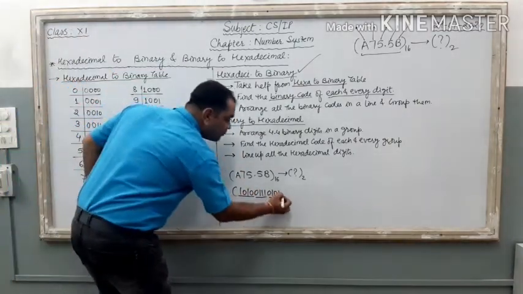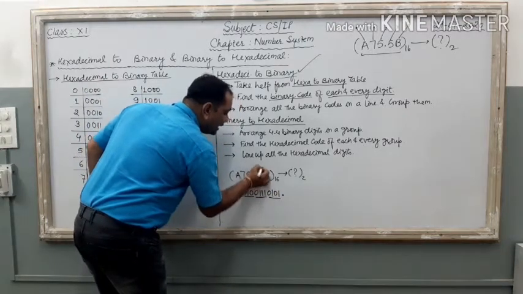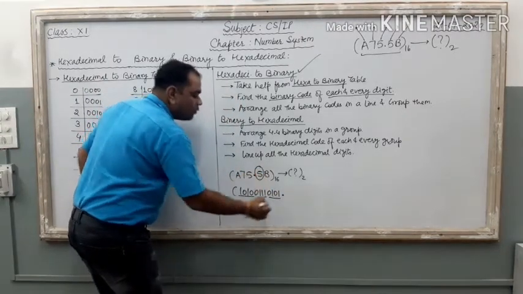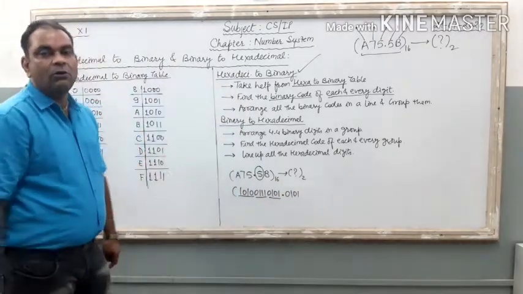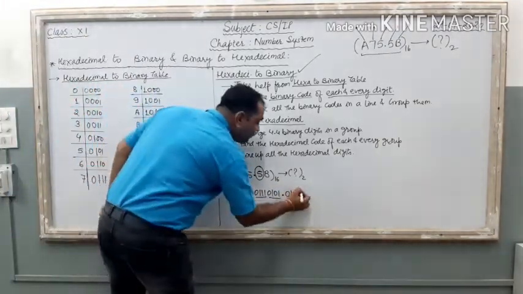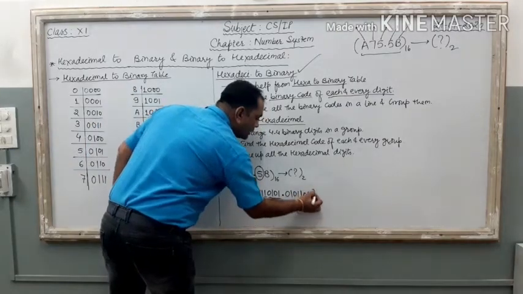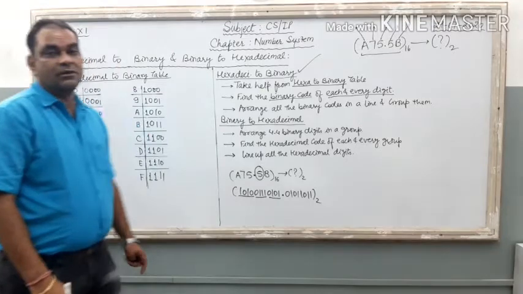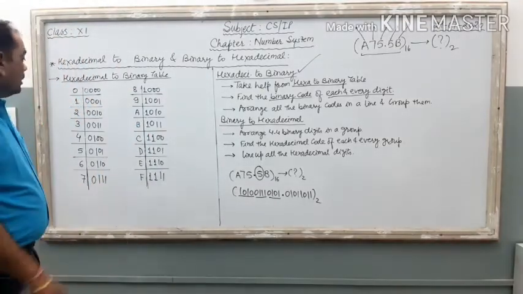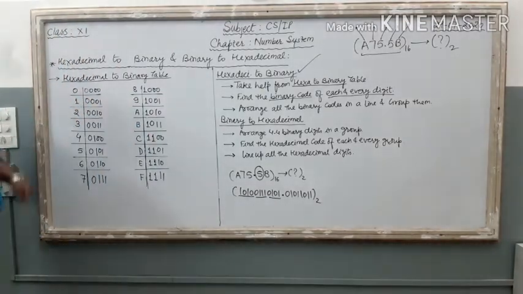Clear? Now put one dot. Here we write the binary code of 5, it is 0101. Then the binary code of B, it is 1011. This is the binary number. This is the result of this question. Clear? Now just look at this table again.